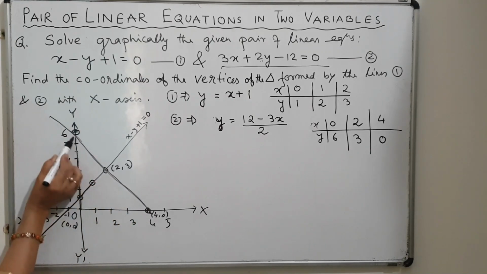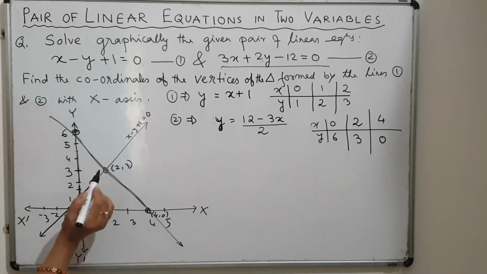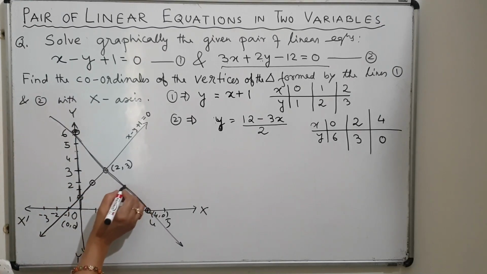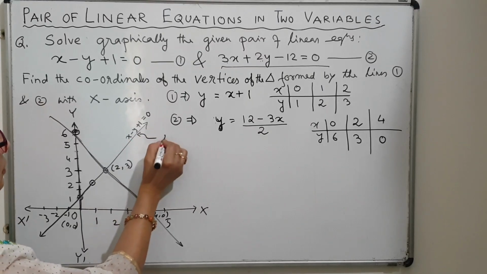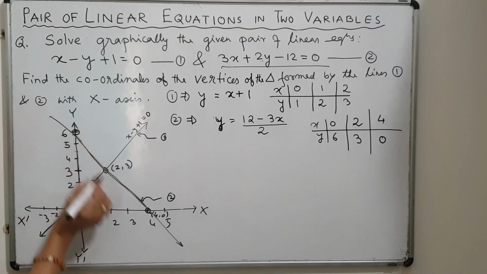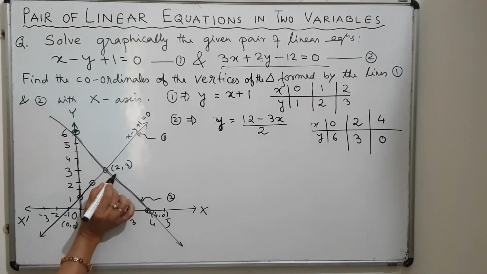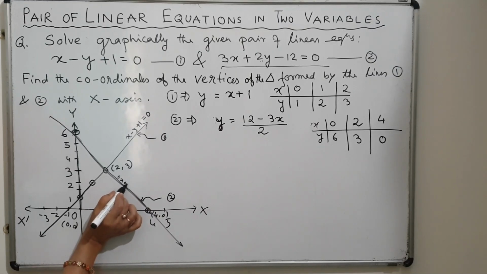approximately like this. It should be done with the help of a scale. If you draw it, it will be a perfect straight line. So this is your first equation, and this is your second equation. Or you can write the equation along the line also: 3x plus 2y minus 12 is equal to 0.